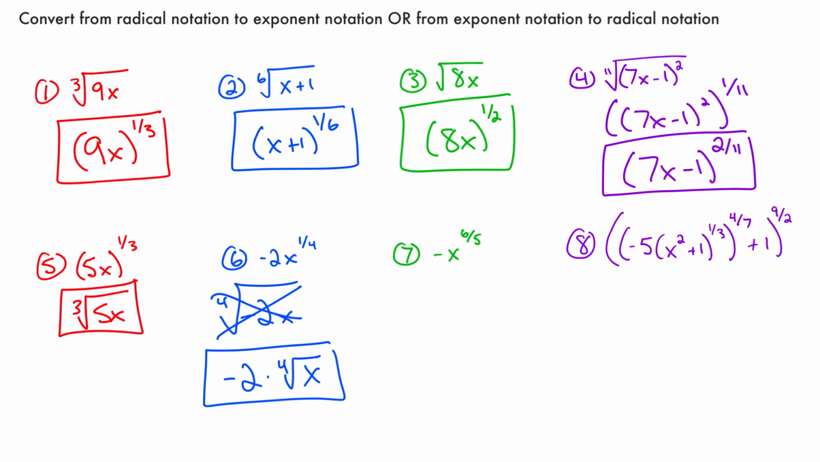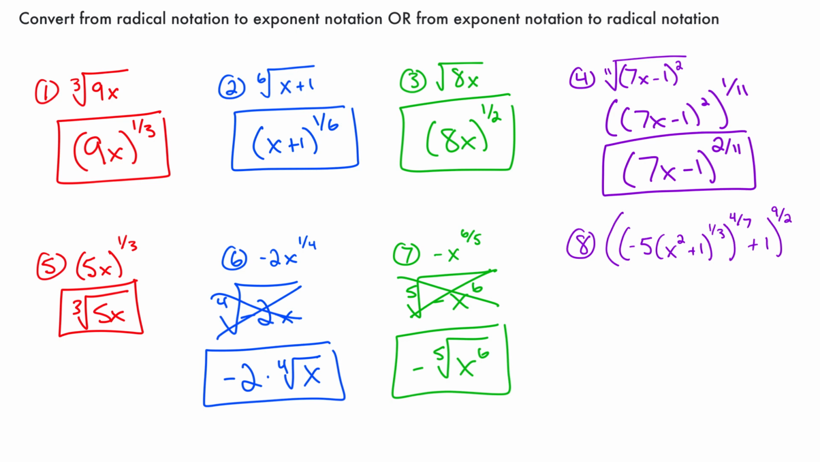Problem number 7 is another mistake I see. This is the wrong way to write this one. This is also wrong. The reason that is wrong is the 6/5 power only applies to the x. It does not apply to the negative, because negative x is the same thing as negative 1 times x. If I want to apply the power to the negative with the x, I should have put the negative in parentheses with the x. Therefore, the correct answer is negative 5th root of x to the 6th power. That negative hangs outside.